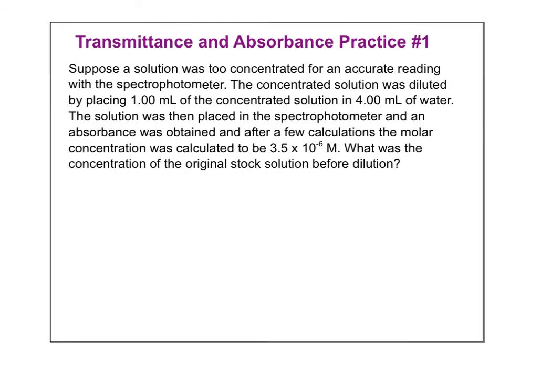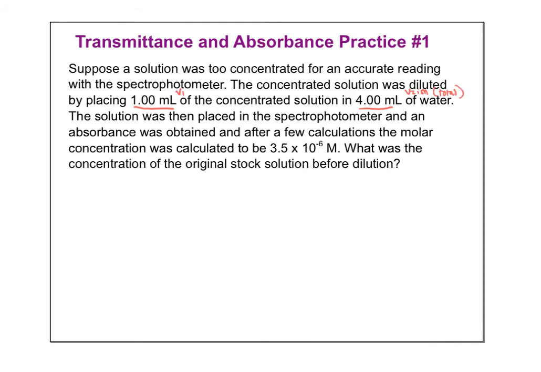So here's your first practice problem. Suppose a solution was too concentrated for an accurate reading with the spectrophotometer or the colorimeter. The concentrated solution was diluted by placing 1 ml of the concentrated solution in 4 ml of water. So that means V2 is 5 ml, because we don't forget the 1 ml that we started with, so don't forget we need the total.